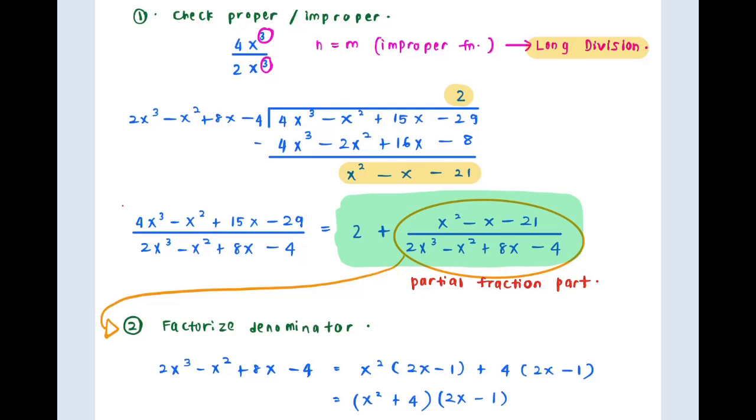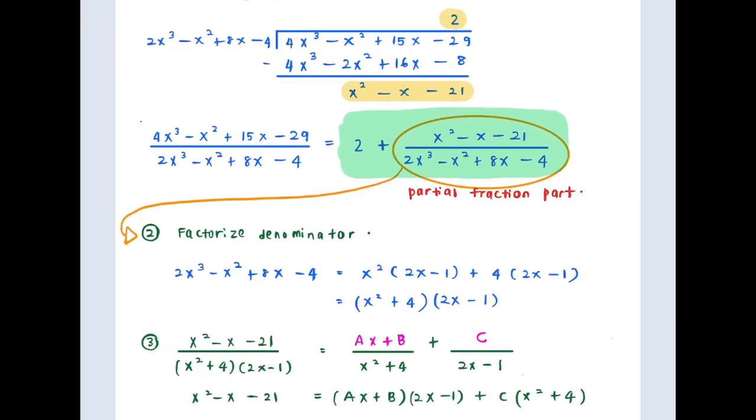So now let us continue with the second step, which is factorize the denominator. So we have 4 terms here. Let's try to do factor by grouping. So you'll get x squared plus 4 and then multiply with 2x minus 1.